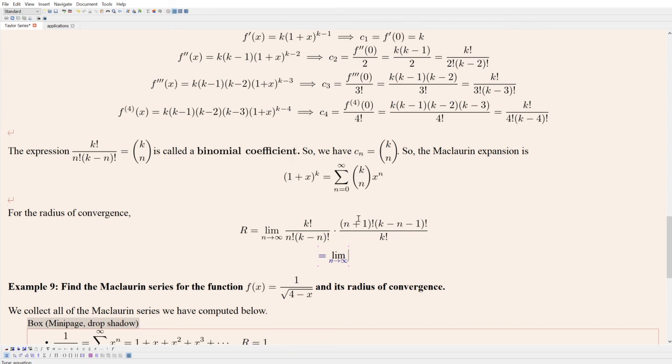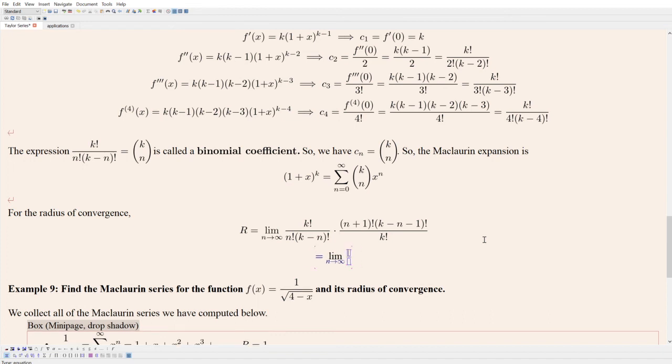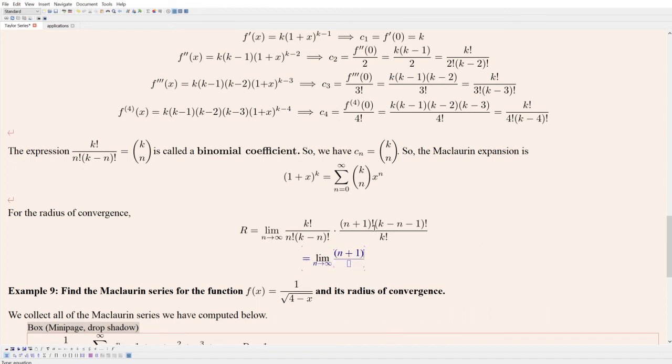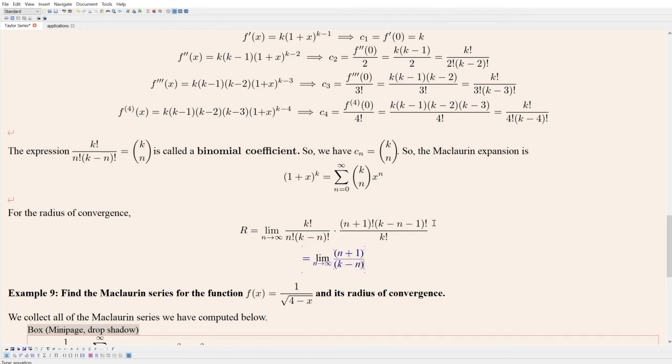So the k factorials cancel. n plus 1 factorial is the same as n plus 1 times n factorial, so the n factorials cancel. And that's left over on the top. As for this, k minus n factorial, that's the same as k minus n minus 1 factorial, right? So how convenient, those guys cancel out as well. So we are left over with the limit as n goes to infinity.